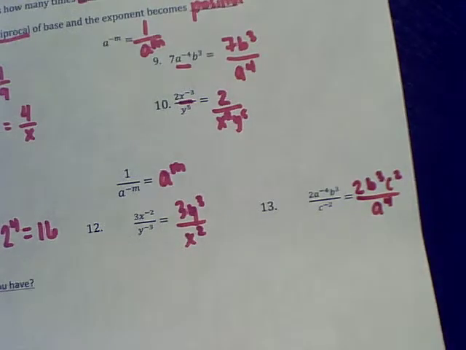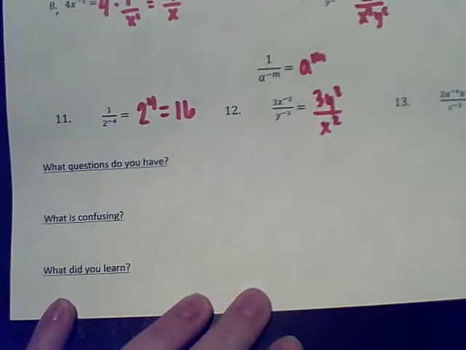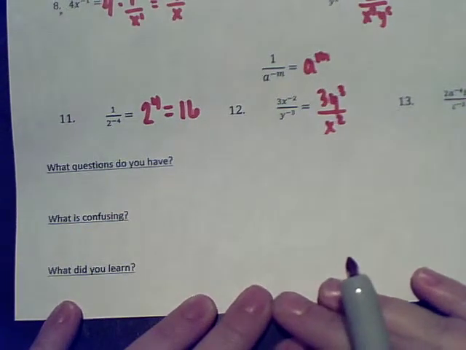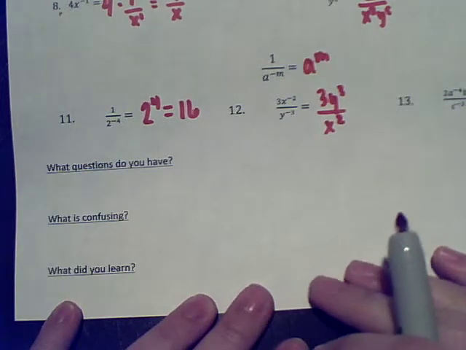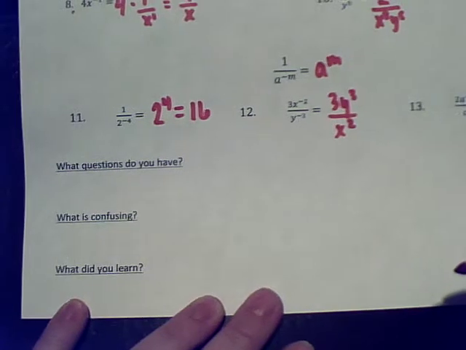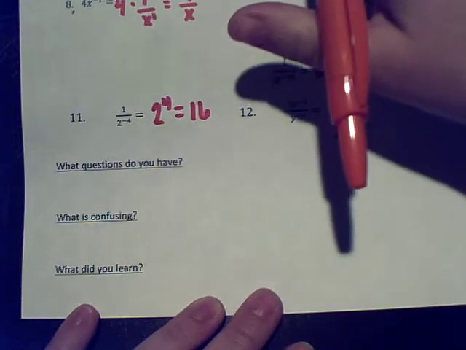I want you to go through and write down what questions you may have, if you found anything confusing, and what you learned. In class, I will show you a little bit more on why the negatives work out to be like this and why the 0 exponent is 1. So please list your questions and what you found to be confusing.